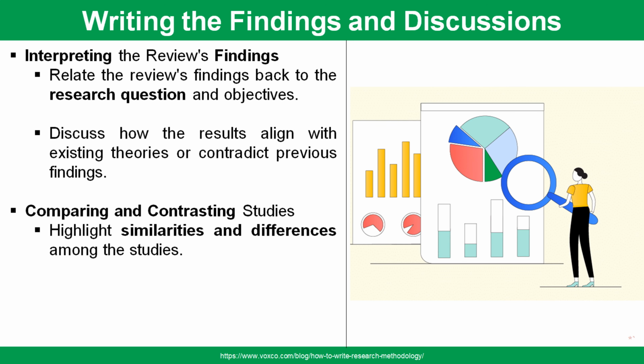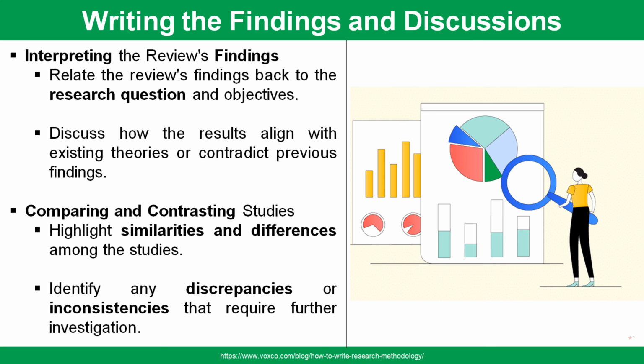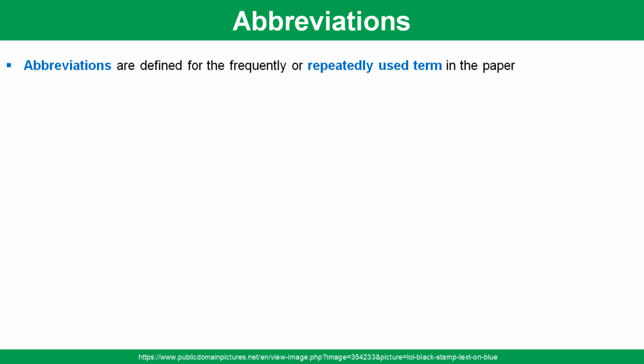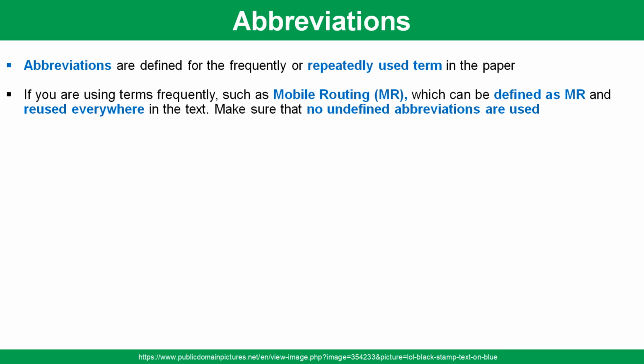Highlight similarities and differences among the studies included in your review. Identify any discrepancies or inconsistencies that require further investigation, fostering a deeper understanding of the nuances between the body of literature. Utilizing abbreviations in your paper is extremely important for saving the word count. Abbreviations are defined for frequently or repeatedly used terms in the article, such as here, mobile routing is defined as MR and reused. This practice helps save the word count and enhances readability by streamlining the text.